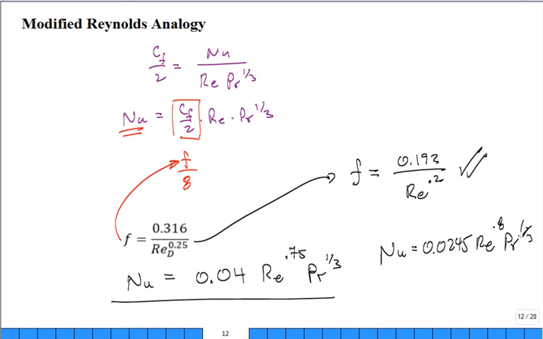And the form of the equation starts to appear. Oh, the Nusselt is a constant, Reynolds to a power, about 0.8, Prandtl to a 1/3. And that's very common in forced convection. Smooth tube, fully developed turbulent flow.